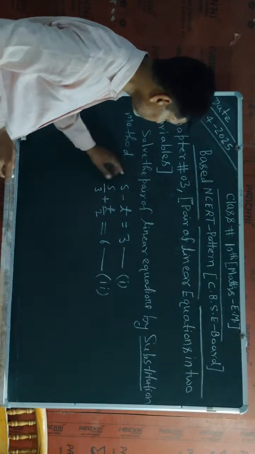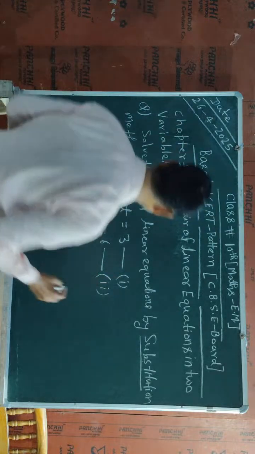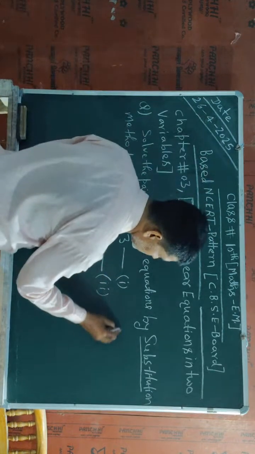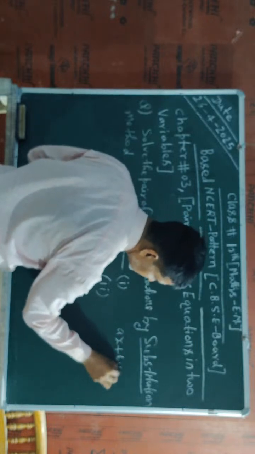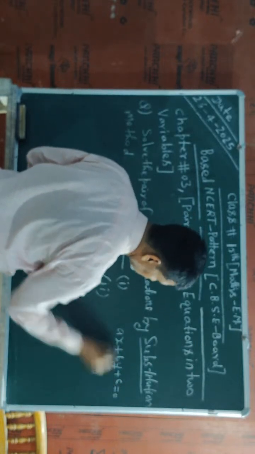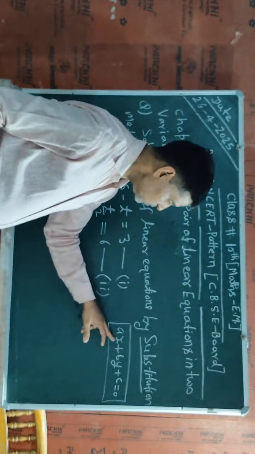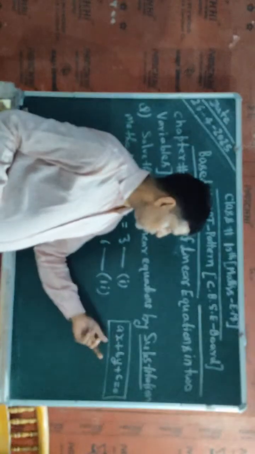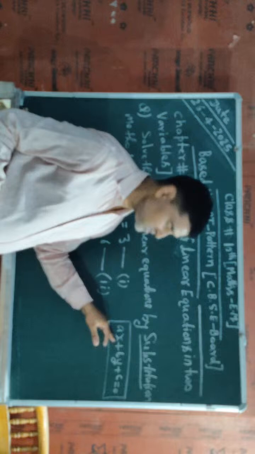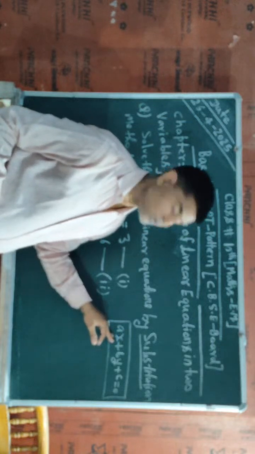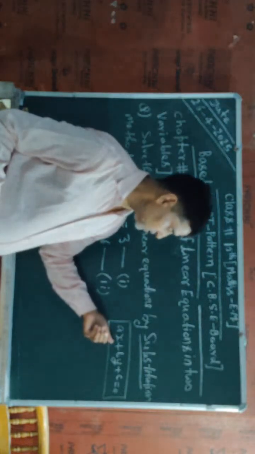So here, the general equation. I write ax plus by plus c equals 0. I will say this is the general equation in two variables x and y. So this is one general equation. From this general equation I can get an infinite number of particular straight line equations.